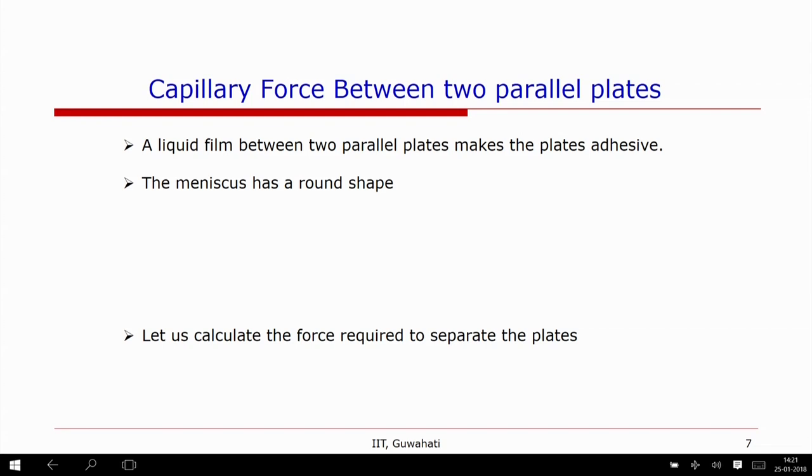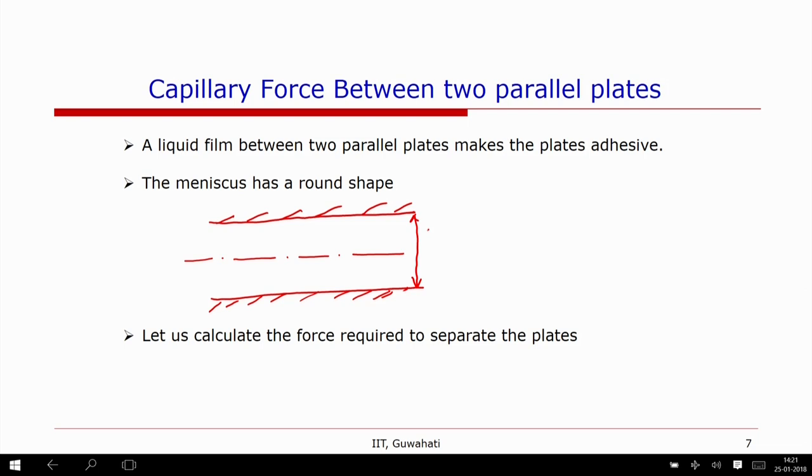If we draw a picture of this, let us say you have two solid plates which are separated by a distance, and the distance between the plates is h. Because of capillarity, you might have noticed sometimes that the shape is curved. If you look at the liquid between the two plates, you will have an interface something like this.